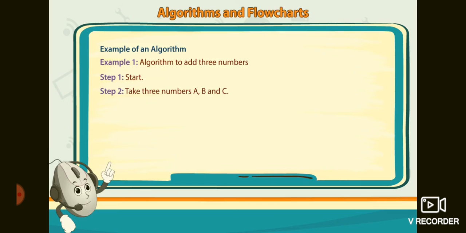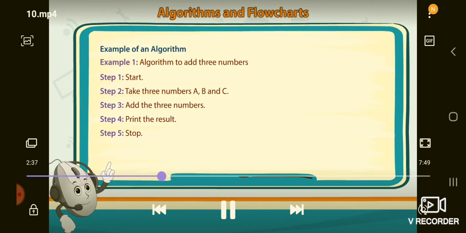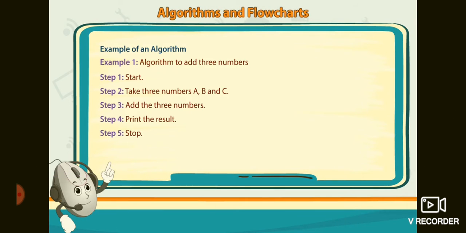Okay, so the first step is just Start, and then you will take the three numbers, and in the third step you will add all three numbers and then print the result, and at the last you just stop the process. So that is an example of using an algorithm for adding three numbers.